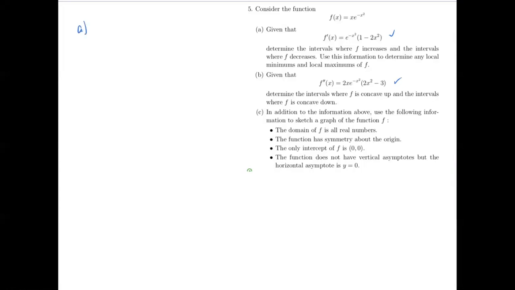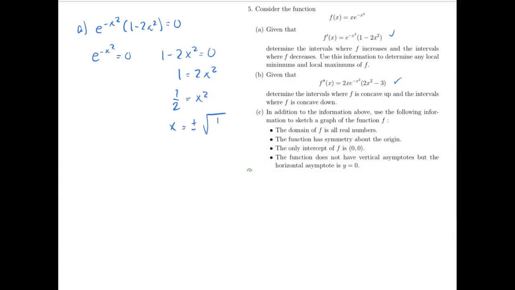So most of you knew that what you were supposed to do is take e to the negative x squared, 1 minus 2x squared, and set it equal to 0. And then a lot of you did this. And then on the right, I think everybody was comfortable with adding 2x squared, dividing by 2, and then taking the square root. Some of you forgot that there's a plus or minus.